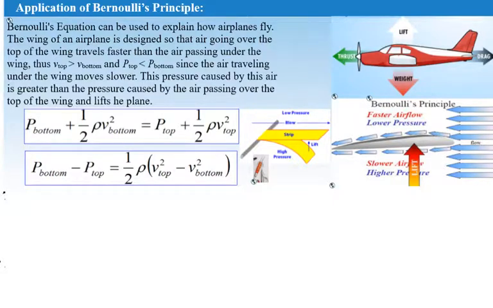So let's look at the picture that we have here. I have the cross-sectional area of the wing, and on the top you see there's a longer distance to travel, and on the bottom there's a shorter distance to travel. So the air on the top flows faster than the air on the bottom. The wing is designed to help the air on the top to flow faster than the air on the bottom.